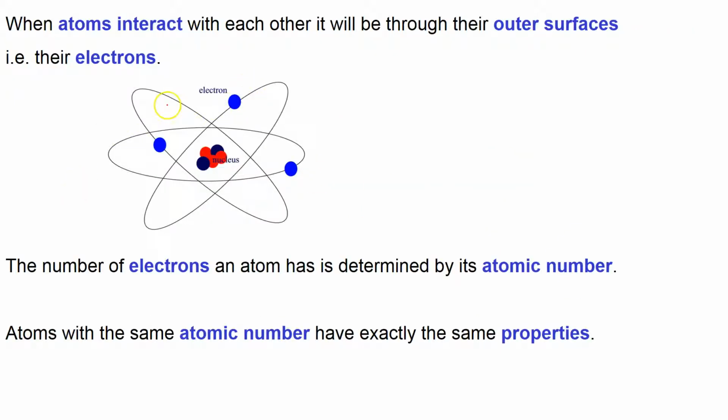So a very important idea, we're going to come back to it again and again and again, is that when atoms interact with each other, it will be via their electrons. So they're going to interact via their outer surfaces. And so for this reason, it's the number of electrons in an atom, which is determined by its atomic number, that determines what the chemical properties of that atom will be. That is, atoms with the same atomic number have exactly the same properties.